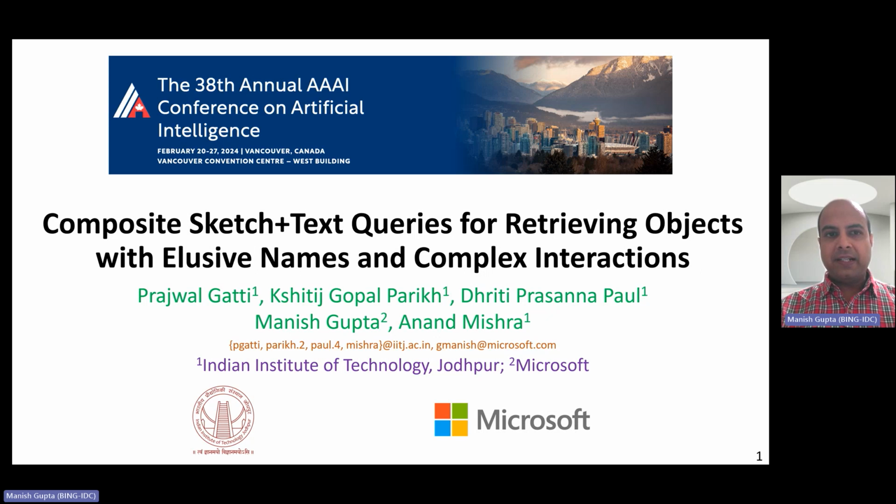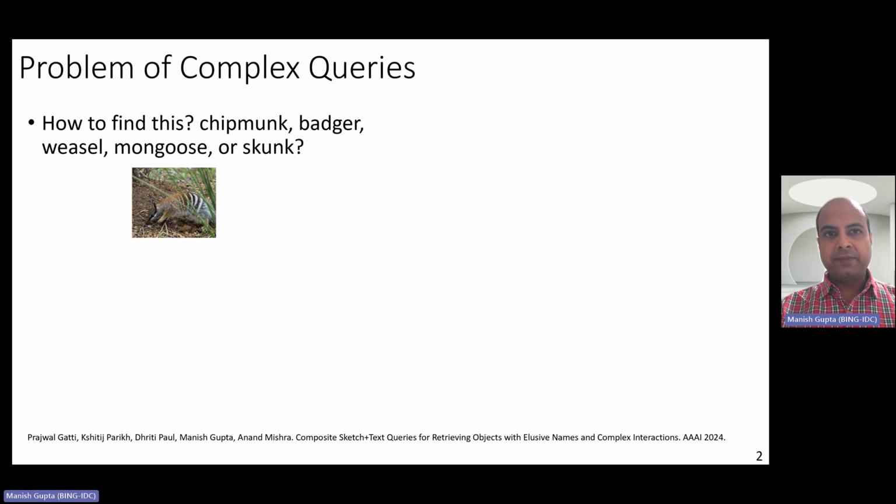My name is Manish Gupta, and today I'm going to talk about Composite Sketch+Text queries for retrieving objects with elusive names and complex interactions. This work is in collaboration with folks from IIT Jodhpur, Prajwal, Kshitij, Kriti, and Professor Anand. So let's get started. What is this problem of complex queries?